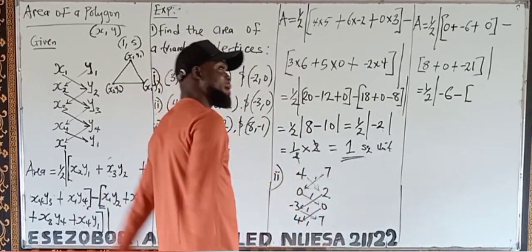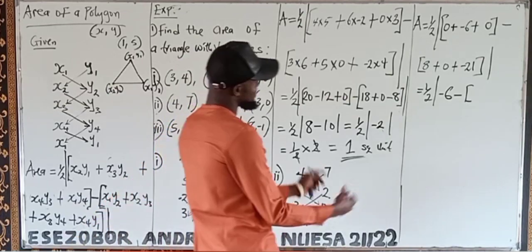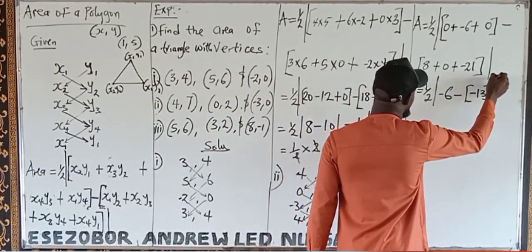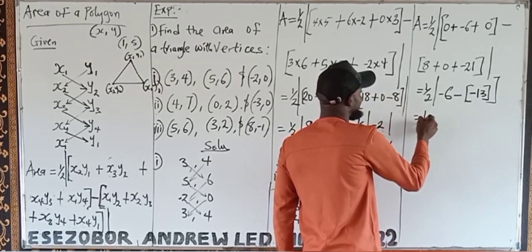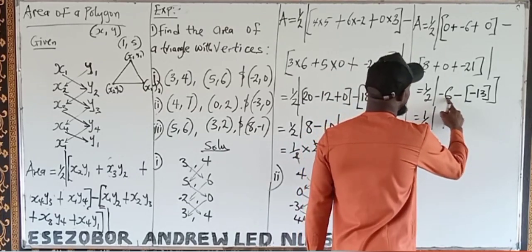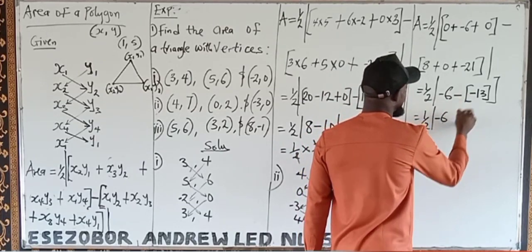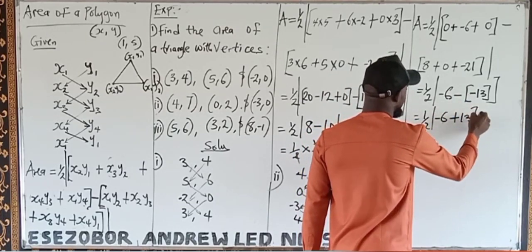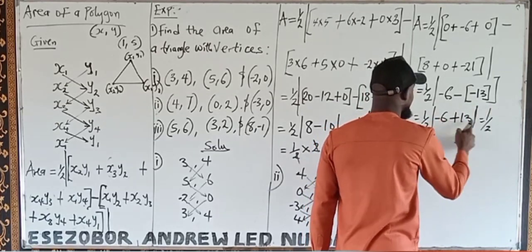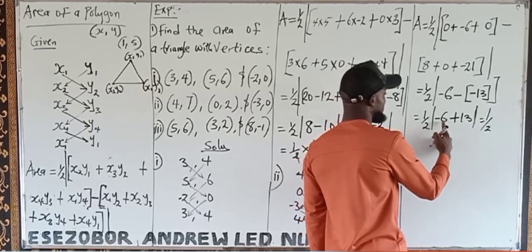Now, 8 minus 20 is minus 12, so we're going to have minus 13, that's what we're going to have. So I'm going to have half the magnitude of minus 6 minus minus 13. Okay, look at it: minus 6, minus times minus, that is plus 13. This is what we have in half, times the magnitude of this. Let us be straightforward. It is very straightforward.